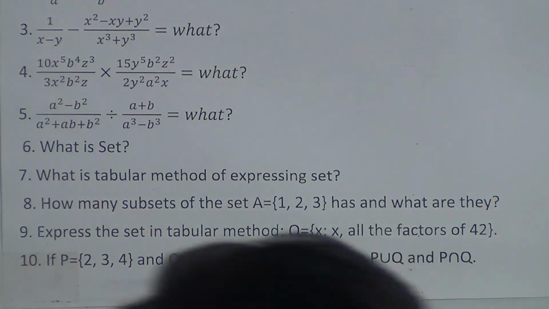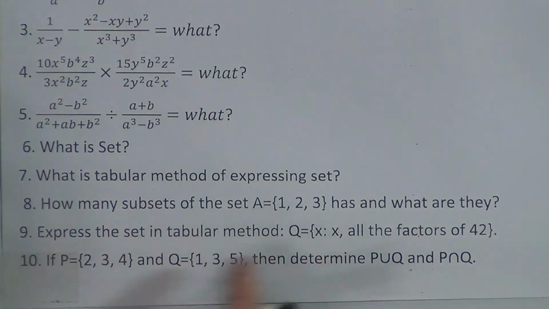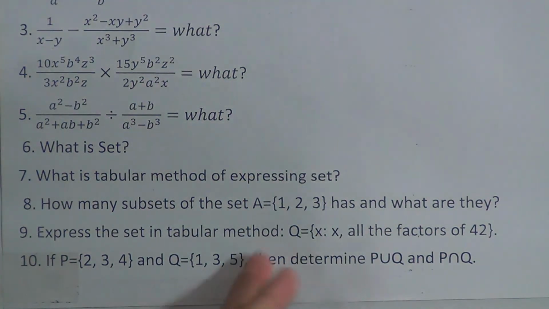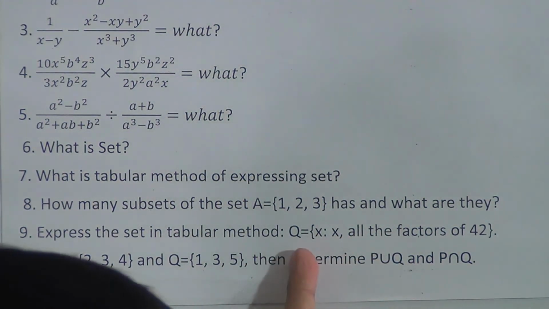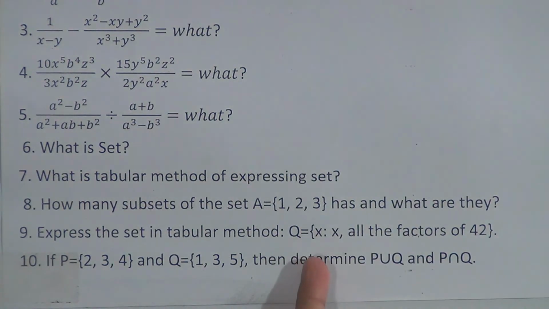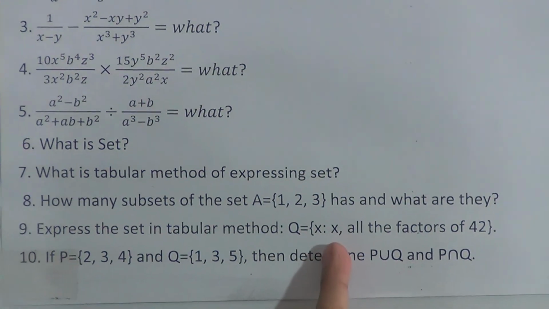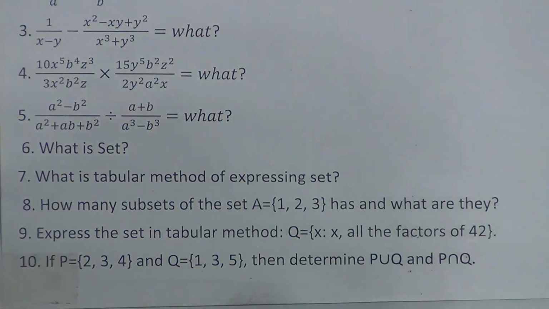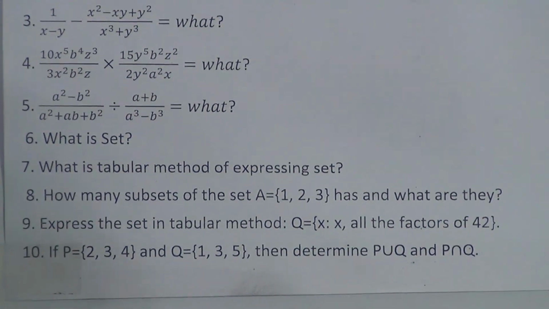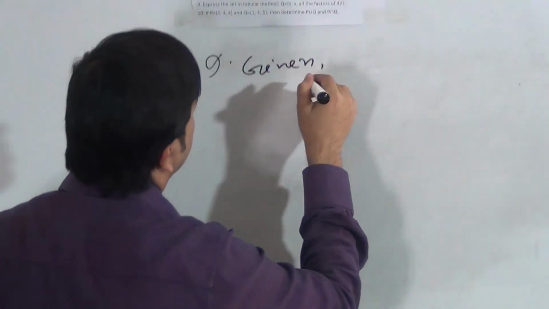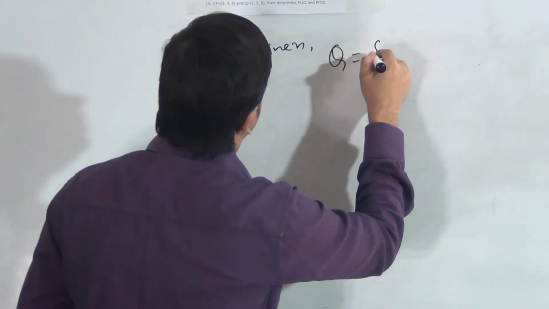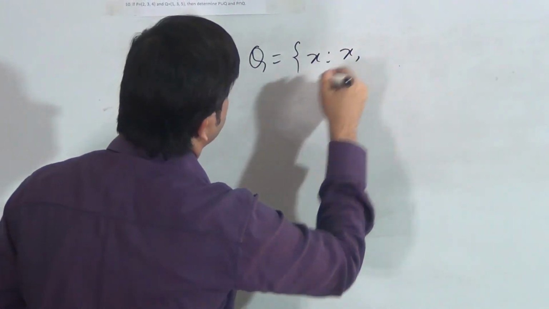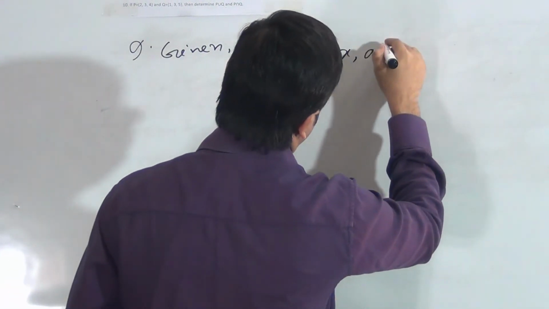Dear students, question 9. Express the set in tabular method. Here a set is given: Q is a set, expressed as the set of all X such that X is a factor of 42. It means X is all the factors of 42. So we can write, given, Q equal to the set of X such that X is a factor of 42.